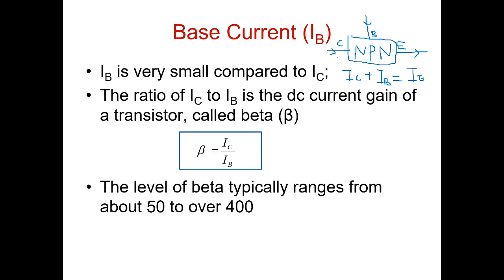So if we take into account the ratio between IC and IB, we get the current gain, which is labeled as beta. Beta equals IC over IB. So if IB is around 1 microamp, and IC is equal to 10 milliamp, you can determine how much is your beta, or how much is your current gain.